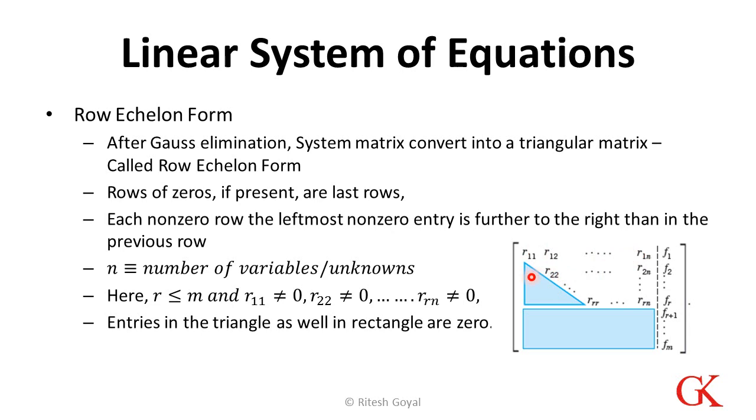Each non-zero row has its leftmost non-zero entry further to the right than in the previous row. So if we see here, the leftmost non-zero entry was basically the first entry, but in the next row it becomes the second entry or third entry, and so on. Here n is the number of variables, r is the number of non-zero coefficient equations, which is less than or equal to the number of all equations. Entries in this particular triangle and in this rectangle are zeros.